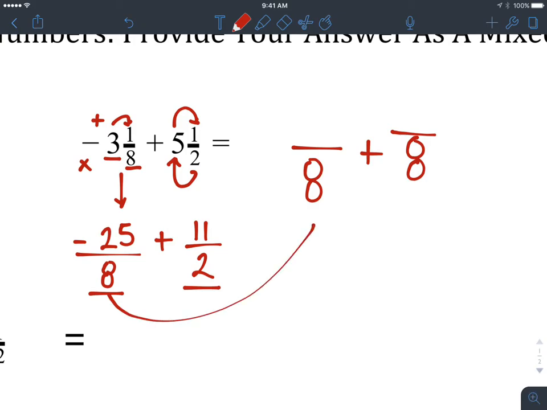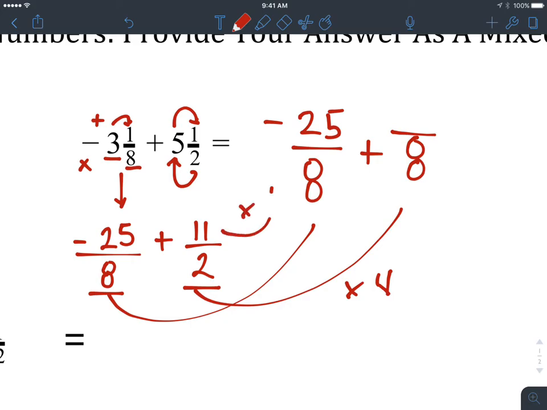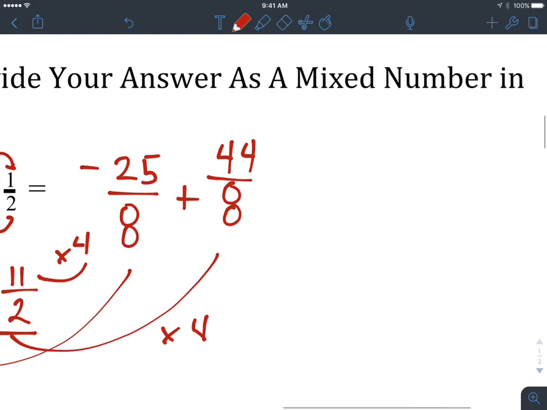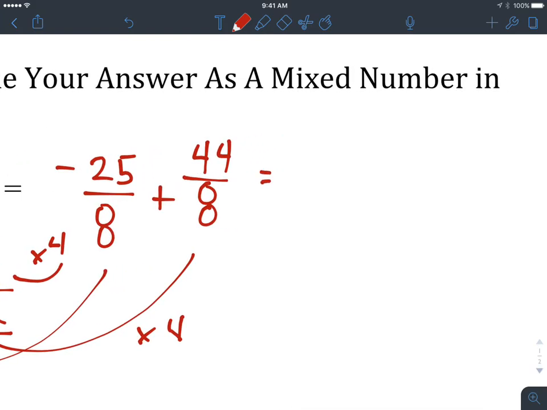8 to get to 8, you're going to multiply by 1. Multiplying both sides by 1 keeps this fraction the same. 2 to get to 8, I'm going to multiply that by 4. So I'm going to multiply the top by 4 as well. 11 times 4 gives me 44. All right, almost there. Now I've got negative 25 over 8 plus 44 over 8.